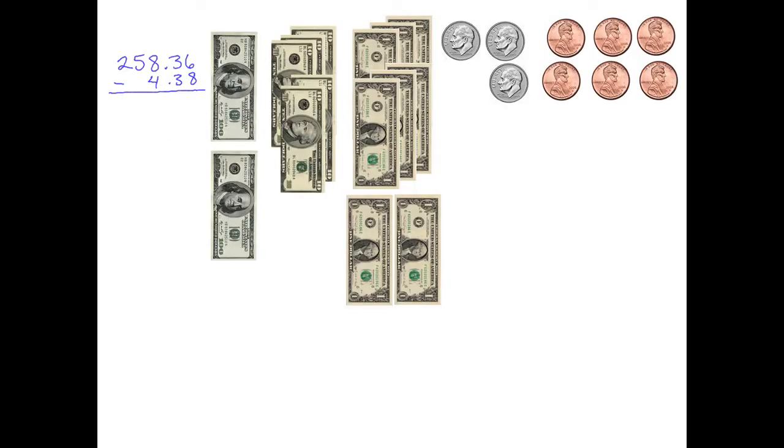Here we have 2 hundreds, 5 actual $10 bills, 8 actual $1 bills, 3 tenths of a dollar, those are dimes, where they are 10 cents each, which are 1/10 of a dollar, and then 6 pennies, which are hundredths of a dollar, or 1 cent, 0.01 of a dollar. So these numbers in these place values have very real life meaning. So if we were to subtract this, we have 258 and 36 cents, and we're going to take away $4.38.